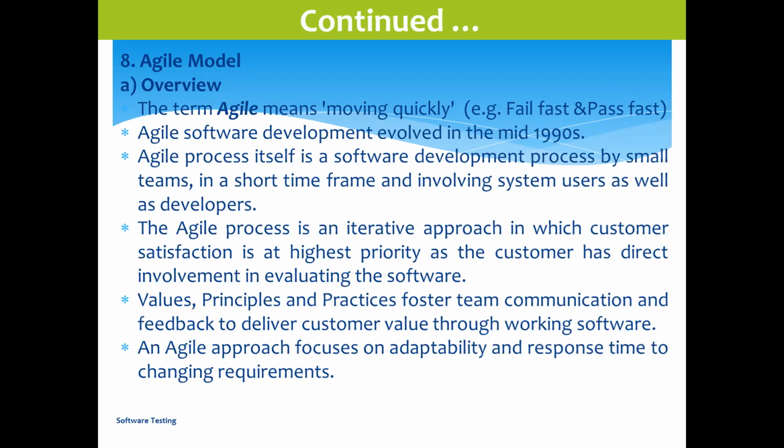This Agile model was developed in 1990, but in full phase it was not started. Only in the last 10 years or so it started. Around 2010 it started very rapidly. The Agile process itself is a software development process by small teams. So here they organize very small teams. It is not like earlier, when 30 persons, 50, 100, 80 were working on a project, a big team. Now it is split. As per the rule, a maximum of 8 members should be present in a team.